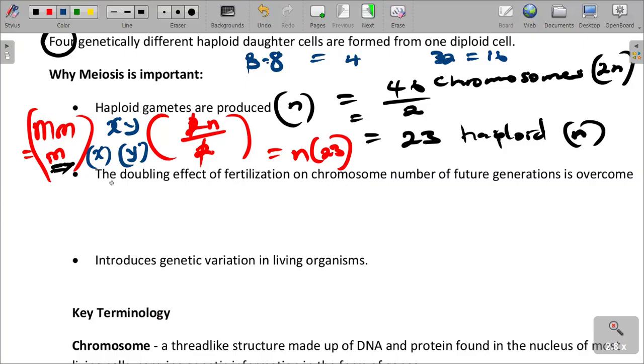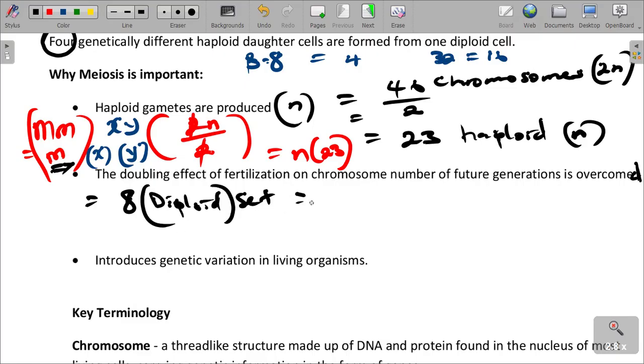And then meiosis is important because the doubling effect of fertilization on the chromosome number of future generations is overcome by meiosis. Meiosis overrides the doubling effect. What do we mean here? We also say that an organism has a diploid number of chromosomes, which is the full set. The full set is what we are saying is diploid, which is 8.